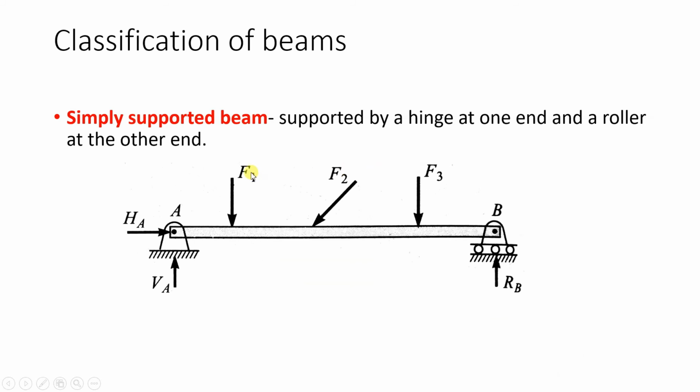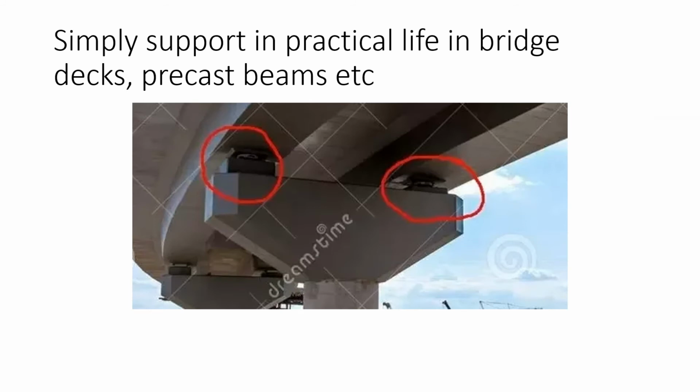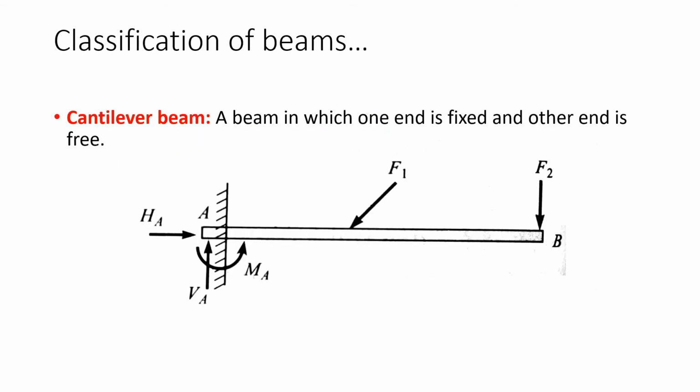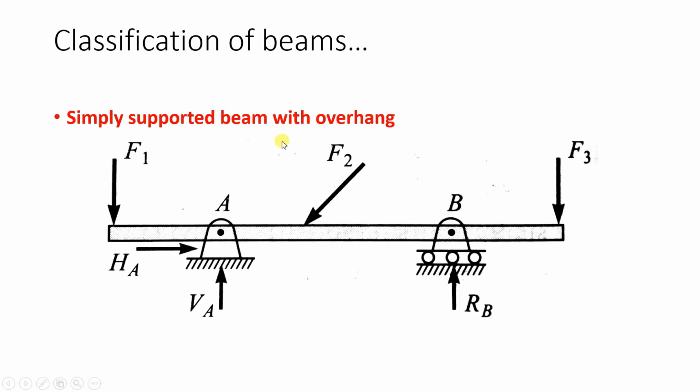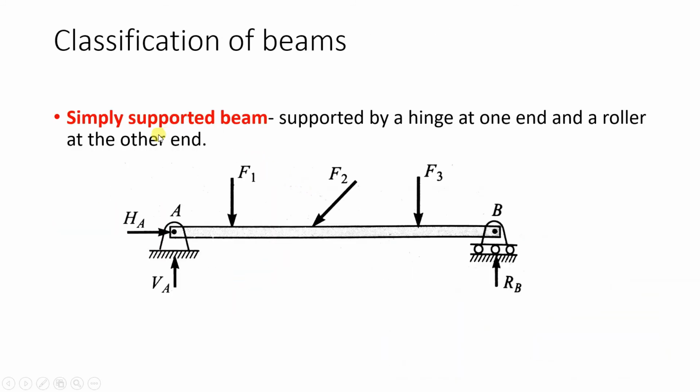Now we will see classification of beam. So first beam, now understand this, you have numericals on this. Simply supported beam is the first type, then the second type is cantilever beam. Numericals come on these, okay? So understand this properly. First type is simply supported beam.